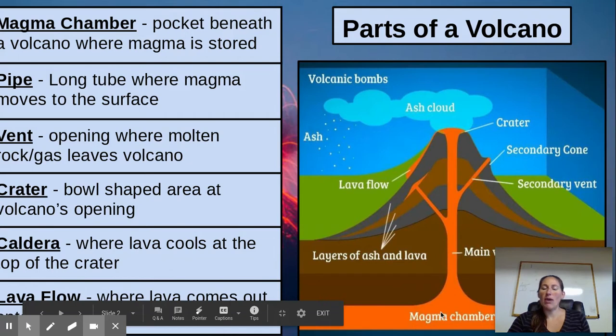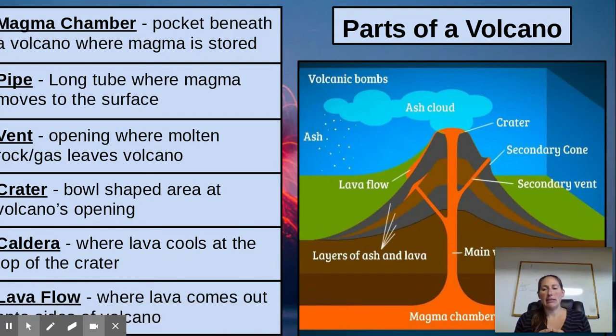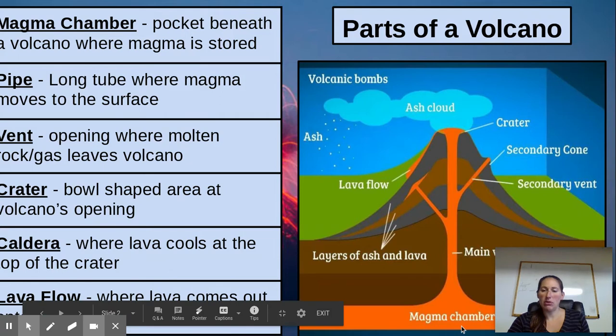So that is all the way below the Earth's crust, and that's where the magma is stored. It's a little pocket. And if you know what the word chamber means, chamber is where things are kept. So it makes sense that a magma chamber would be where the magma is stored. And this would be even not during an eruption. That's where you're going to have the magma.